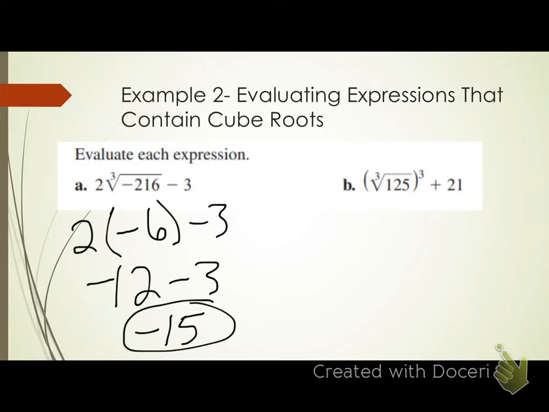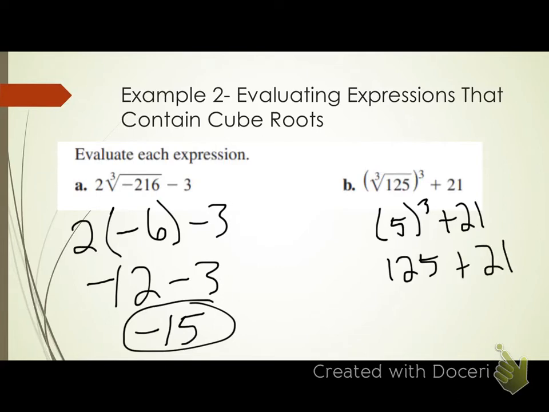So let's just take the cube root of 125. What number times itself twice gives me 125? That would be 5. Now I have to do my exponent. 5 to the third gives me 125. So it just pretty much undoes the cube root.